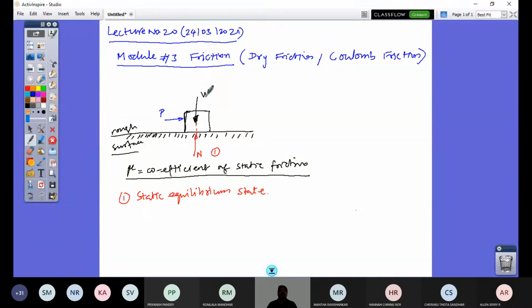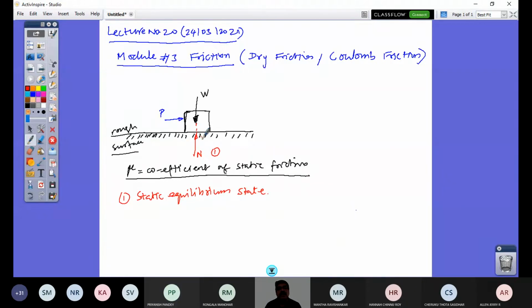This is a block of weight W. I just apply some 10 Newton force here, but I see that there is no change in this. Why is it so? Can anyone answer? Because the force you are putting has an equal and opposite reacting force towards it. That's why it's not moving. Yeah. So what is that opposite reaction force?